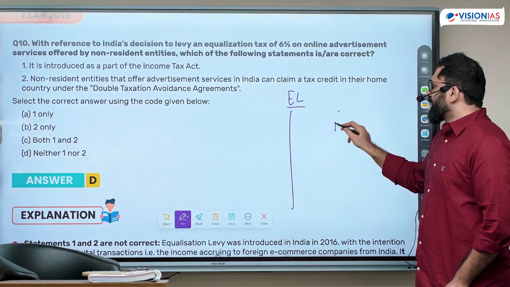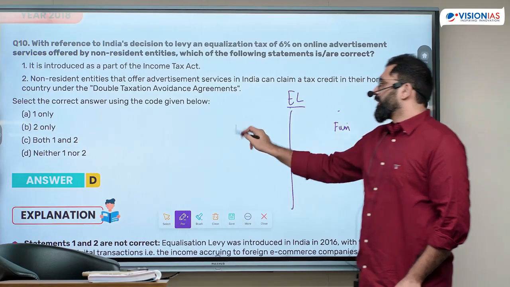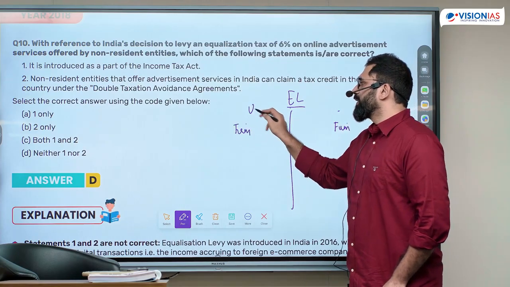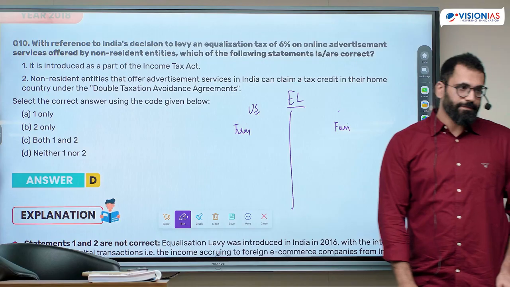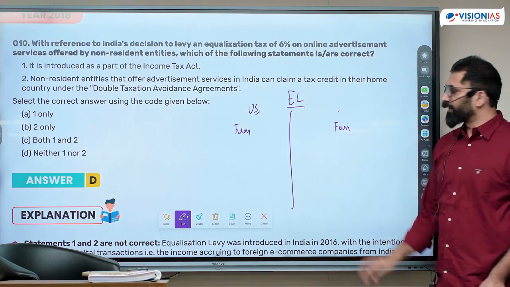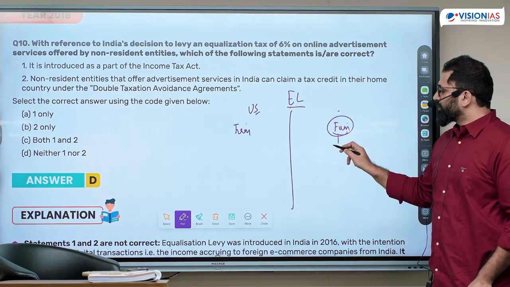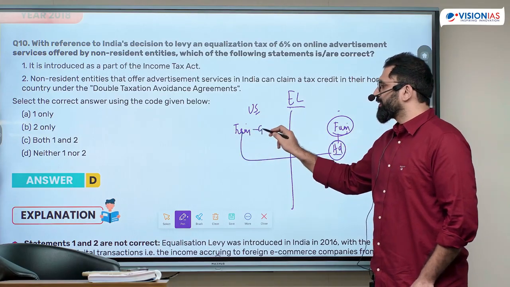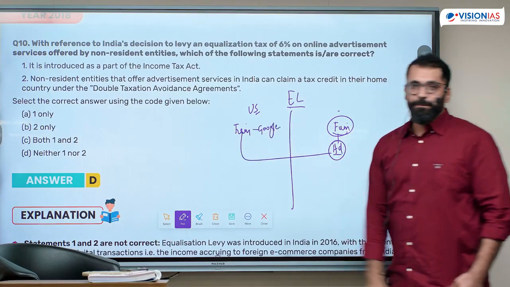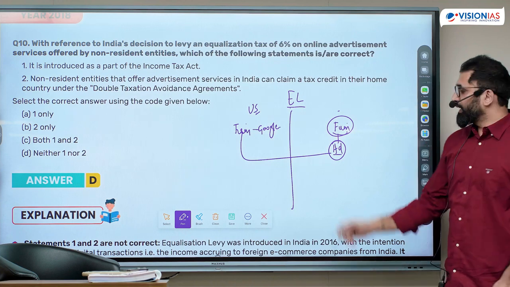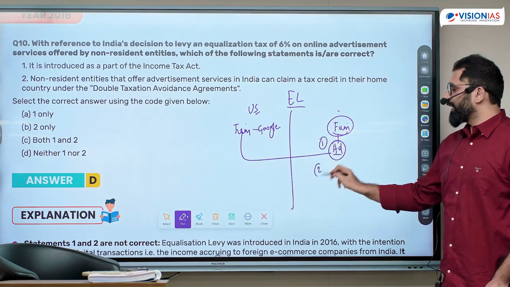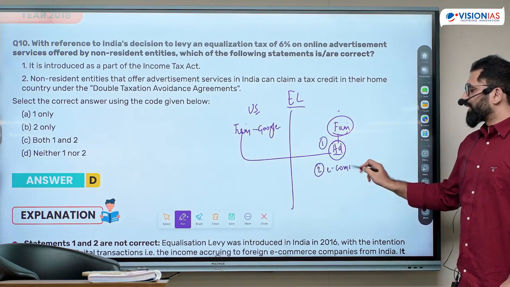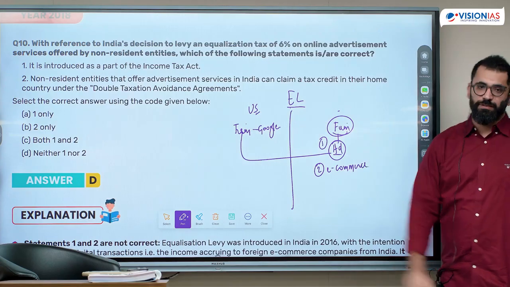A particular firm in India does business with a firm in the US. There are some types of services you can do. For example, this firm is displaying an ad using the services of another firm in the US, that is Google. Similarly, I can do another type of function, which is my e-commerce activities, business to business.